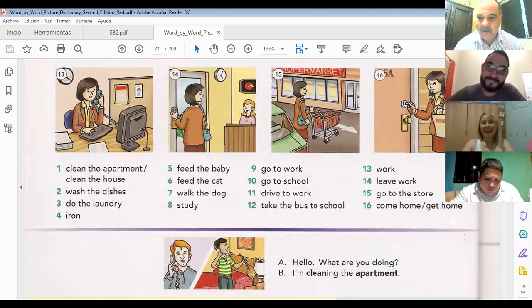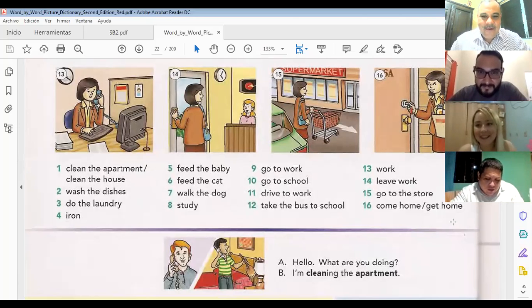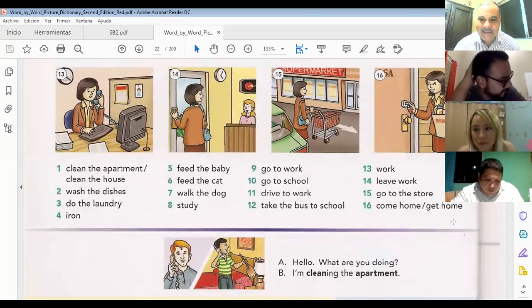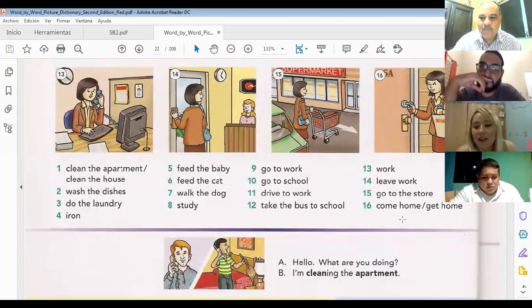Okay, remember, no Spanish. Please, let's try to say everything in English. Jacqueline: What is the difference between come home and get home? It's not a difference. Uno es venir a la casa y el otro es llegar a la casa. Basically, they mean the same thing.